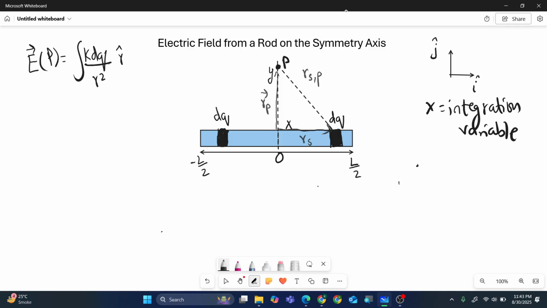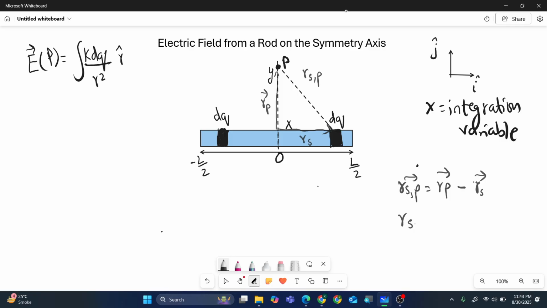How will I find that? This is a vector, so I need to go up by r_P, and then I need to go to the left by r_S. So this is going to be the r_P vector minus r_S, because this is now in the negative x direction. So my r_SP is going to be r_P vector minus r_S vector. So this is how I will denote my distance.